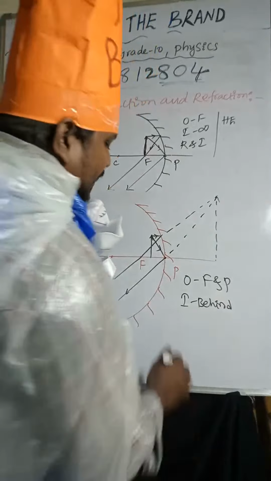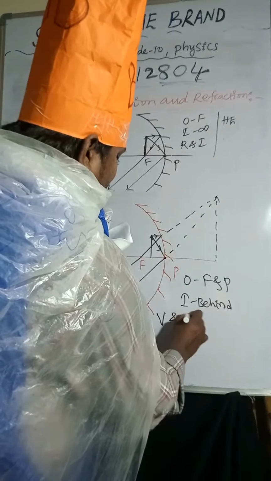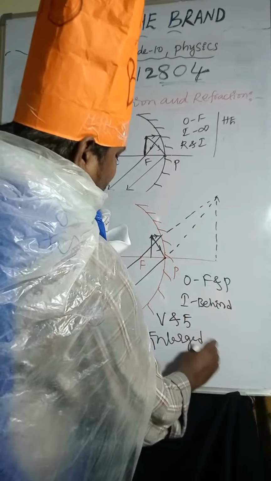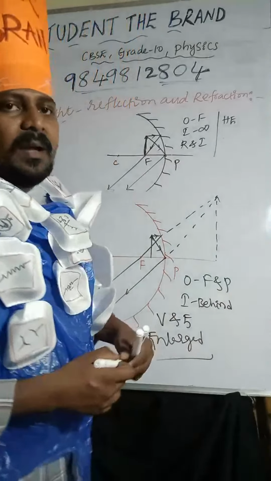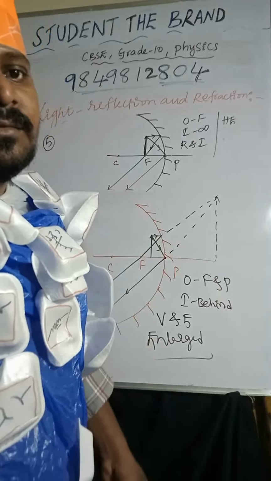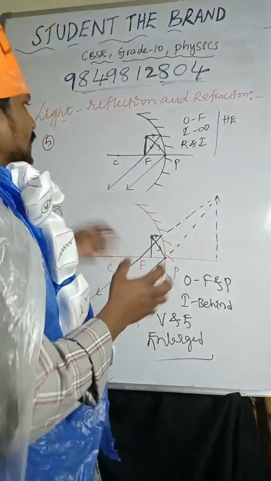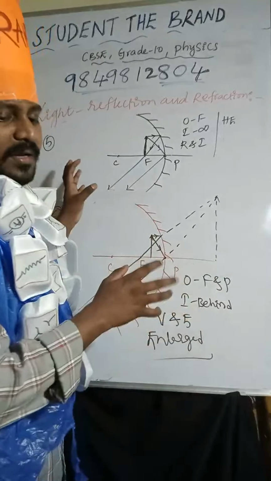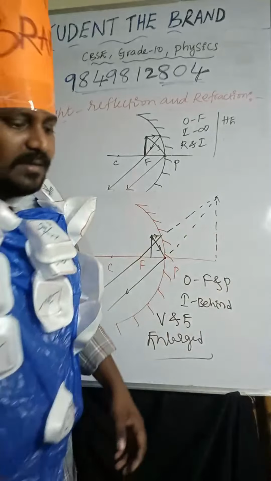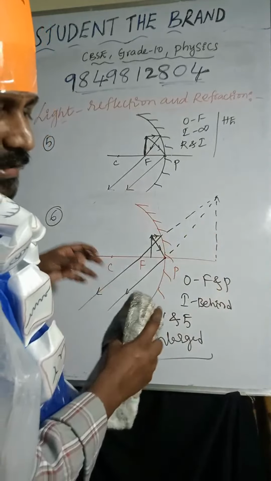What is the nature of the image? Virtual, erect and enlarged image will form. Compared to the object, image size is increased. I hope it is very clear. Okay, so that's enough. This is about concave mirror image formations. Next we'll discuss convex mirror image formation.